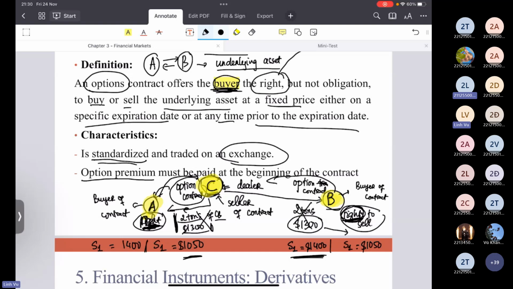Okay? So at the end of the contract, let's say after 1 year, then party C, who is the seller of the contract, has to perform following the decision of the buyer of the contract in this case. So if the buyer of the contract, party B or party A in our case, decides to execute the contract, then party C has to do so. Otherwise, if party A and party B do not want to execute the contract, then party C also has to follow their decision.